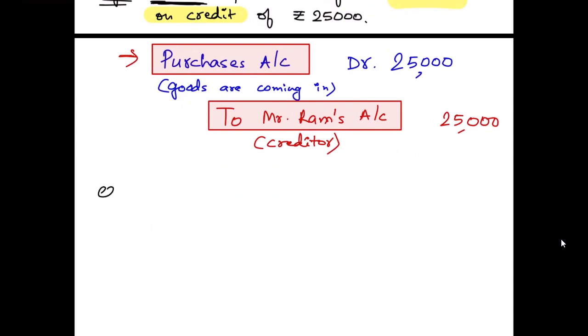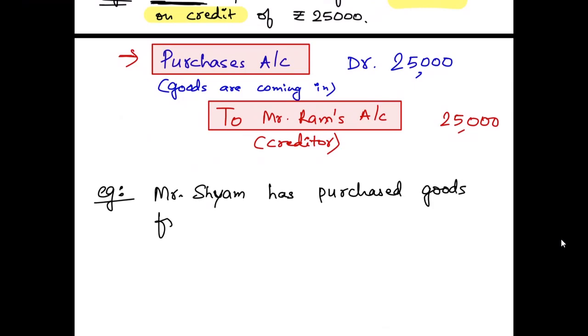Example 2. Mr. Sham has purchased goods from us on credit of rupees 50,000. What has Mr. Sham done?